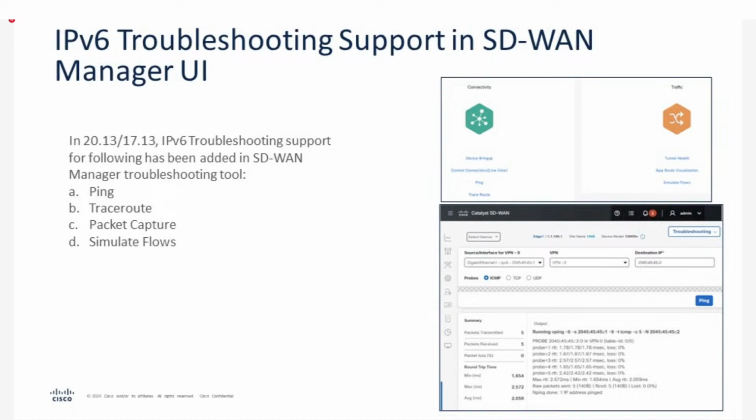So basically, in your previous versions, you were not able to do ping, trace route, packet capture, or even simulate flows from your manager UI, right? So 20.13 introduces all these features. We can go ahead and do performance ping, trace route, packet capture, and simulate flow troubleshooting tools for all your IPv6 addresses, and this can be done directly from your SD-WAN UI. Packet capture on loopback interface is still not supported, and you won't be able to initiate the IPv6 ping or trace route from your local IPv6 addresses.